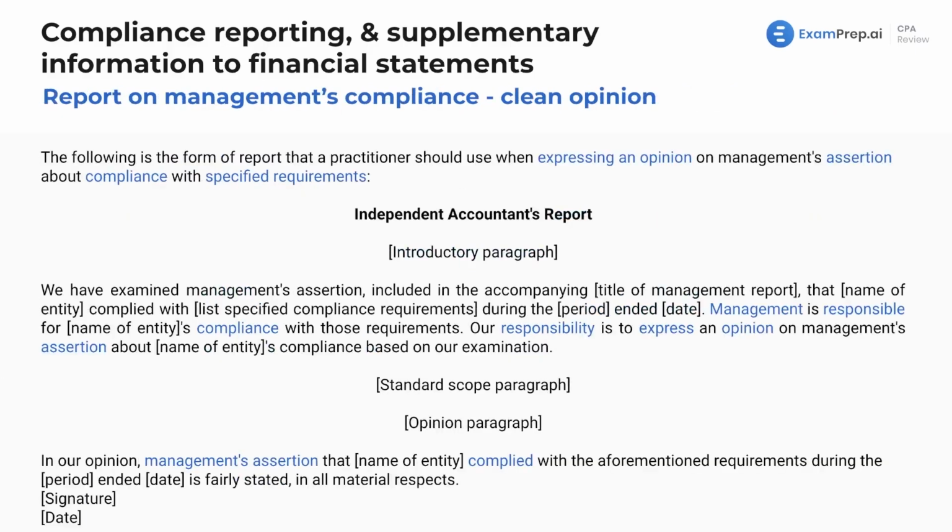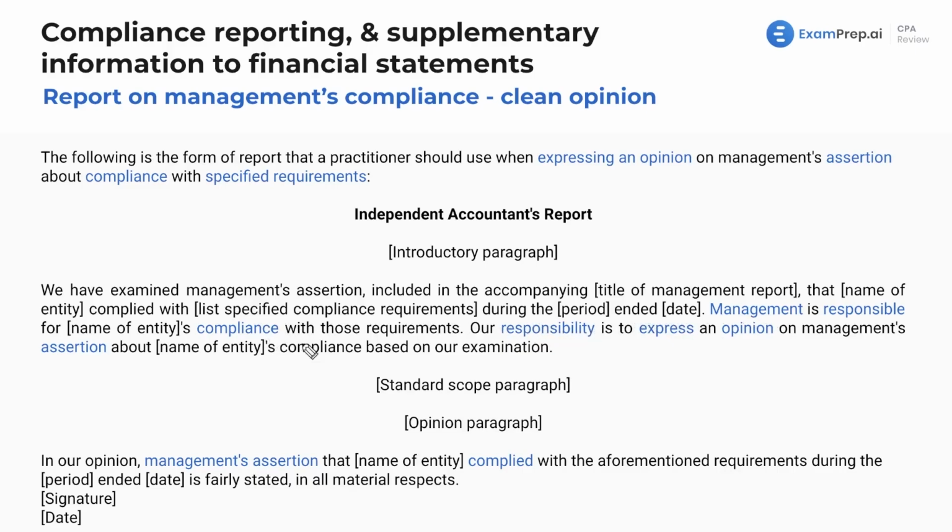Here is an example of a clean opinion, an unmodified opinion, a perfect opinion, a wonderful opinion when it comes to compliance. The following is the form of report that a practitioner should use when expressing an opinion about compliance. And in this case, we have a clean opinion. We've examined management's assertion included in the accompanying report that so-and-so entity complied with all of these compliance requirements during this period until this date.